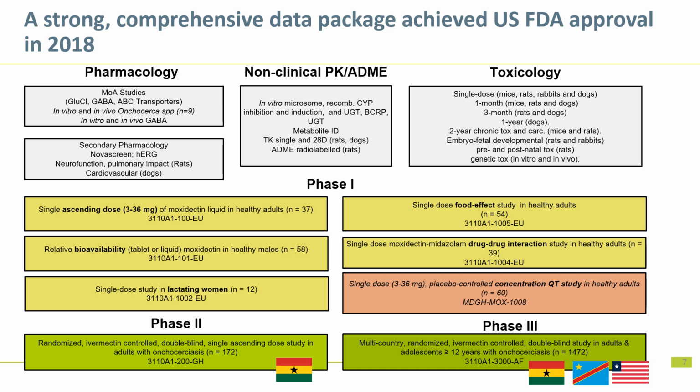As you can see, the phase 2 and 3 studies were conducted in Ghana, and the phase 3 study was also conducted in the DRC and Liberia. The approval was granted for treatment of onchocerciasis in people aged 12 years and older.